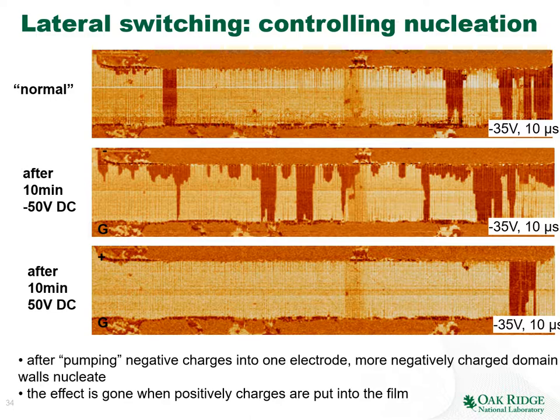And if we do that, it turns out that this negative bias straining pumped a sufficient amount of negative charges into the electrode that allowed the negatively charged domain to nucleate much faster. So we essentially pump the charges in the system, and that facilitates the nucleation in this given direction. At the same time, if we pump the positive charges in the system, that will impede nucleation. So for the same test pulse parameters, the switching behavior is totally different.